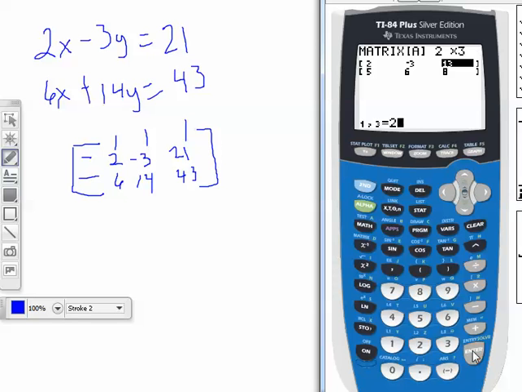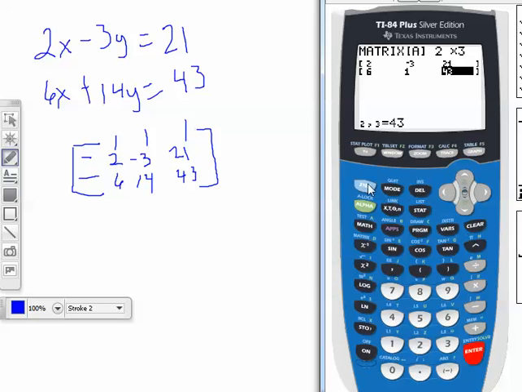And 21 is my last number there. Press enter. And then on the second line, I'm going to enter 6, 14, and 43. And I can press enter. Now I've got my numbers in my matrix.